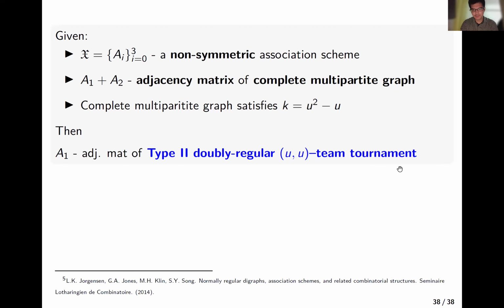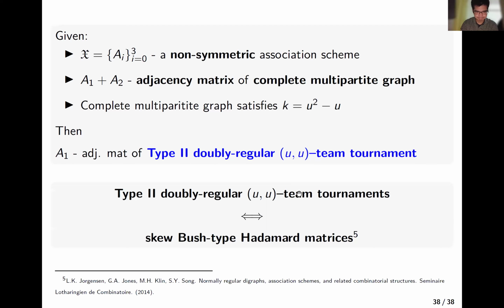And doubly regular team tournament just means that I am an orientation or a digraph of this complete multipartite graph. It's an orientation of that. And type 2 and doubly regular just means that it satisfies certain parameter restrictions or conditions. And it turns out, by work that's mentioned in Jurgensen, Jones, Klin, and Song, I think it's also done by Klassen, is that doubly regular UU team tournaments of type 2, they're equivalent to what are called skew Bush type Hadamard matrices. So we have this sort of correspondence as well.